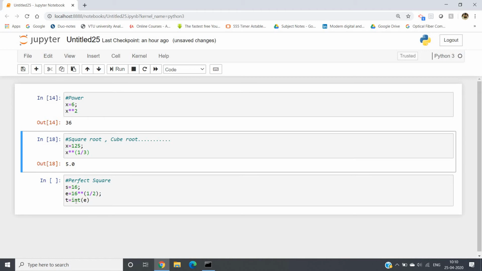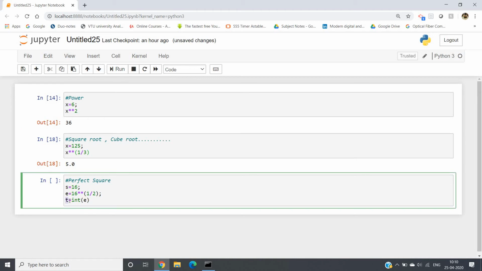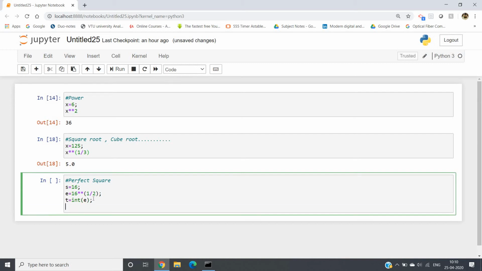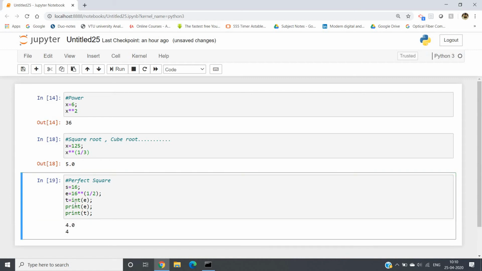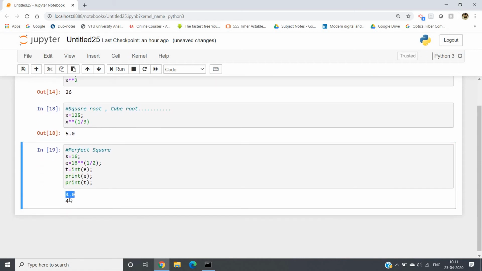So I am extracting only the integer part of the square root, that is e, which is holding the square root part. Now what I am doing, print e and here print t, or I can directly write e and t also. If I run, see what I will be getting, 4.0 and 4, which are basically same. So one conclusion. Okay, before going to conclusion, let me show you for another example.